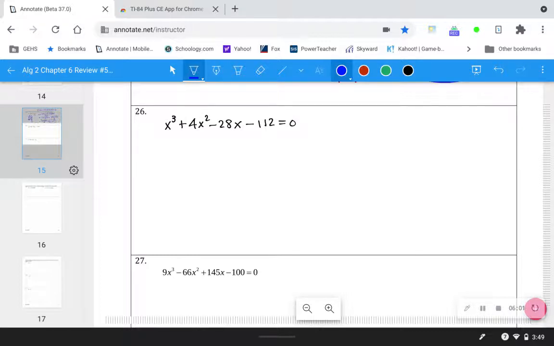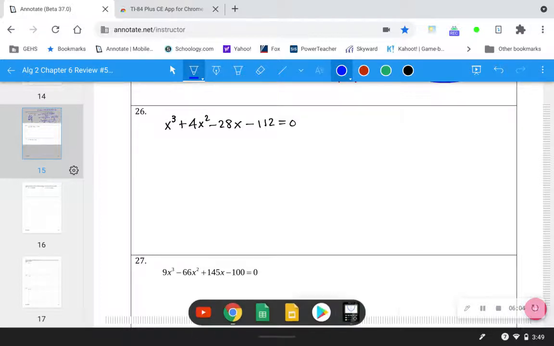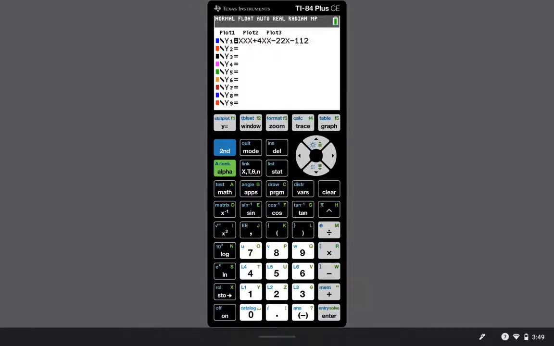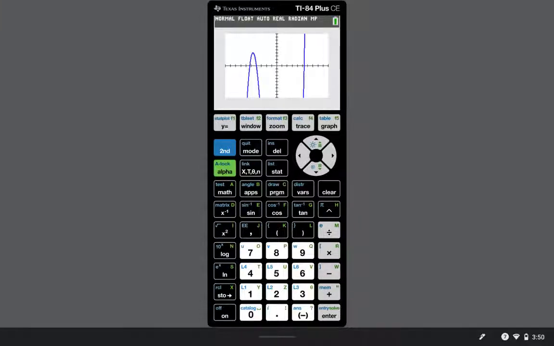Oh, it's 28x. So let me fix that. All right, I got to go back and type an 8 right there. And now I'm going to hit zoom 6 to graph it. And I don't know if you can tell, but it looks like it crosses at -4.